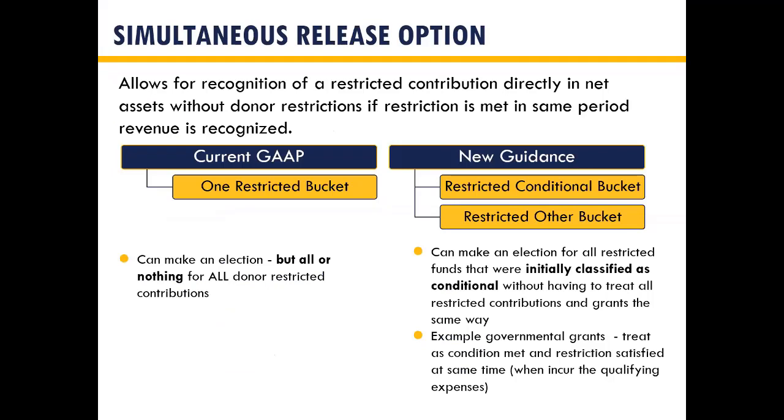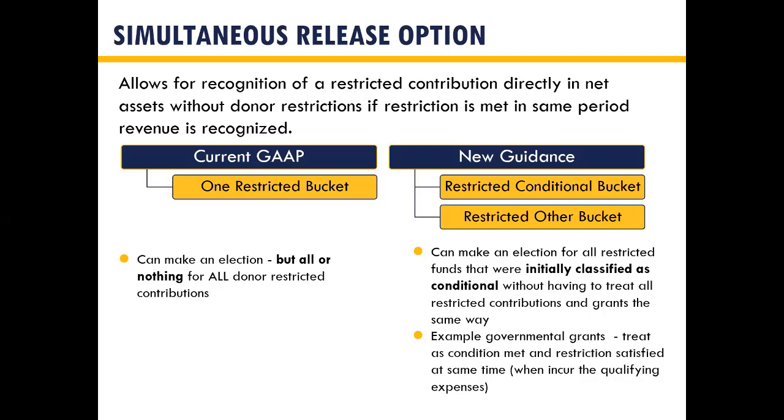So as we look now, we've looked at some examples. How is this to be applied? Under current GAAP, there's this simultaneous release option. So under legacy GAAP, it allows the not-for-profit to recognize a restricted contribution directly into unrestricted net assets, or net assets without restrictions, if that restriction is met in the same period that the revenue is recognized. So you can make that election, but if you make that election, it's all or nothing. So that's going to apply to all of your donor restricted contributions.